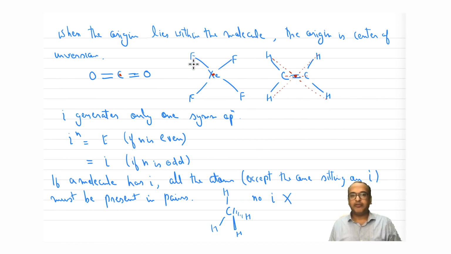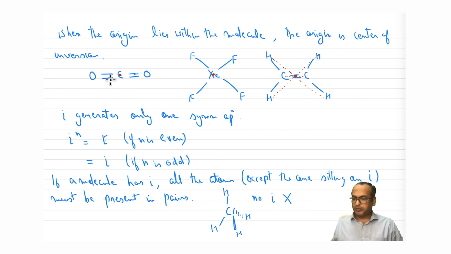So you can see here, for example, the fluorines are present in pairs, whereas the one which is sitting on the i is not present in a pair. Similarly here, because no atom is lying on the i, everything is present in pairs. Here also it's the same case. Oxygen is present in pairs, while carbon, which is sitting on the i, is present as an isolated atom. So this discussion should be very, very clear.